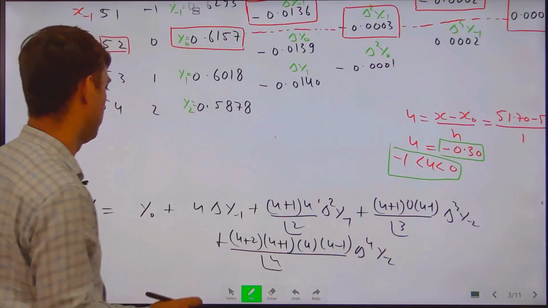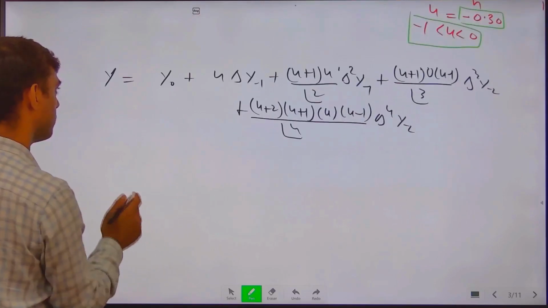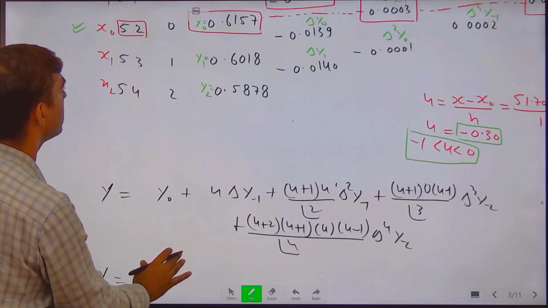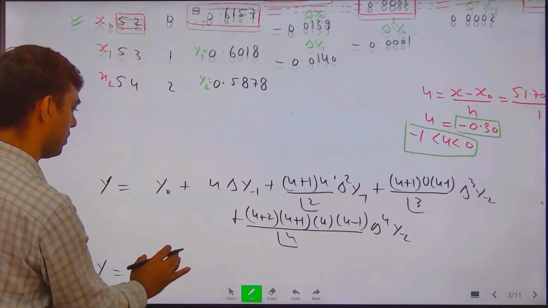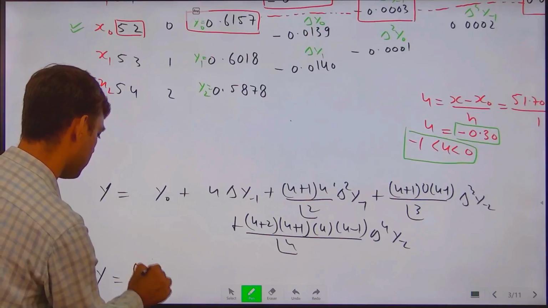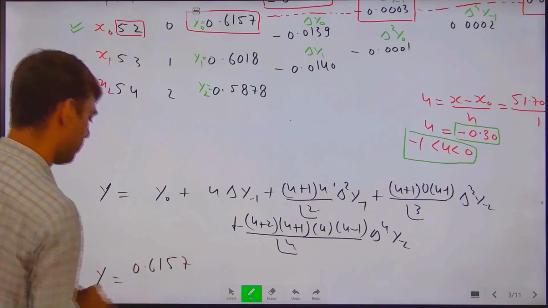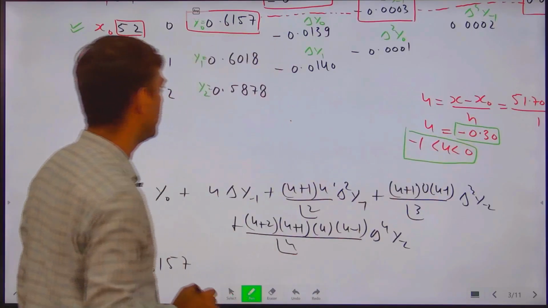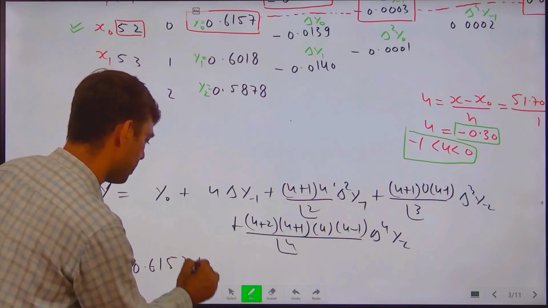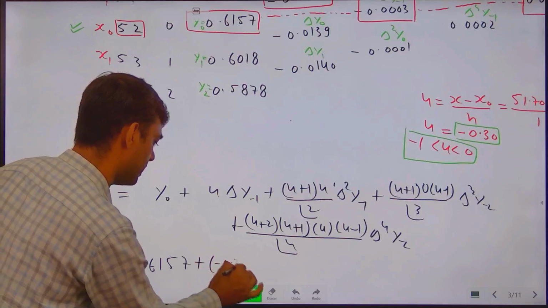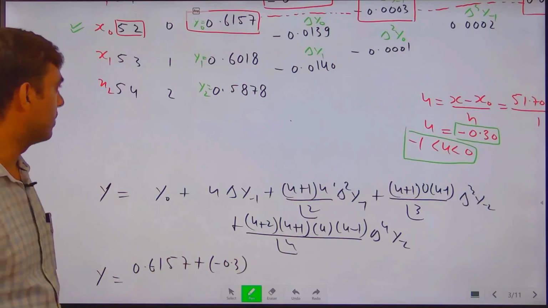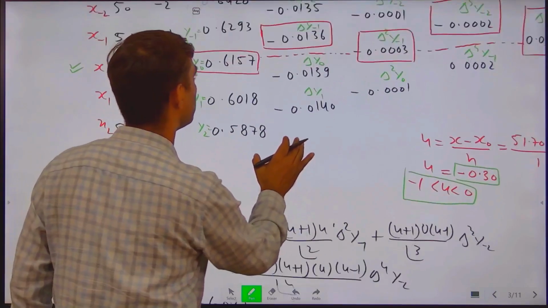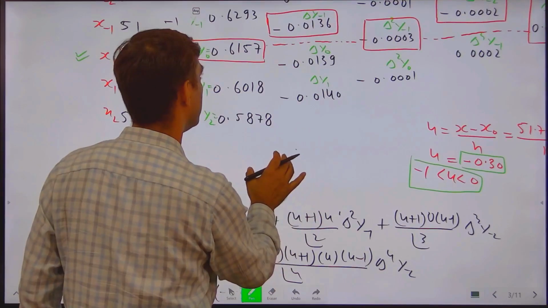Just put these values. So what are the values? y0 is 0.6157. This is the value of y0. What is the value of u? u is -0.3. So here we write plus, this is -0.3. Then del y-1. What is the value of del y-1? Minus 0.0136.